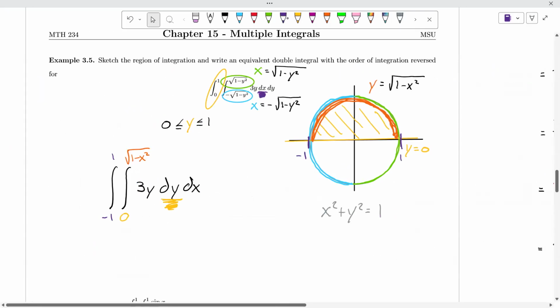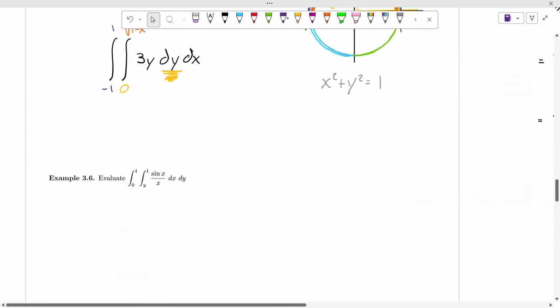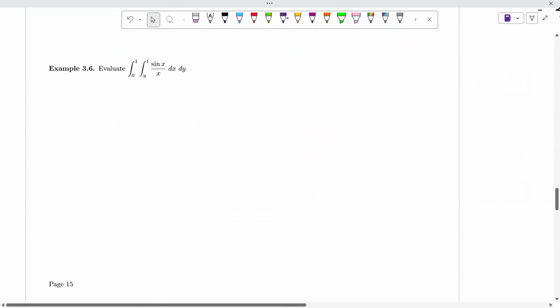But anyway, setting up these double integrals, they're super fun. So let's try another example. This time I want to evaluate the double integral. Y from 0 to 1, x from y to 1. And my integrand is sine x over x.